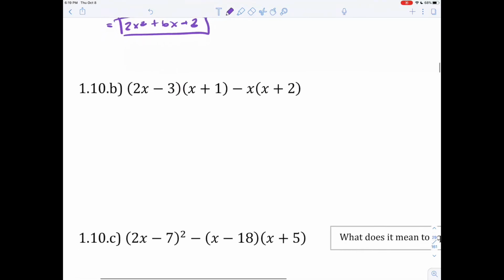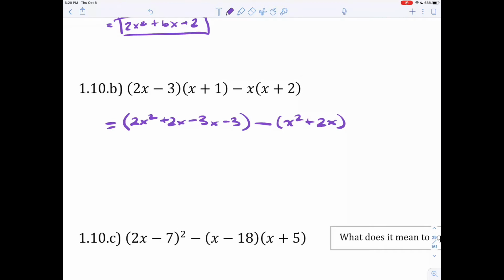So our first product involves 2x minus 3 times x plus 1. So expanding and simplifying that, we have our 2x squared. We have 2x, we lose 3x, we lose 3. And we are subtracting the product of x and x plus 2. So we're subtracting x squared plus 2x.